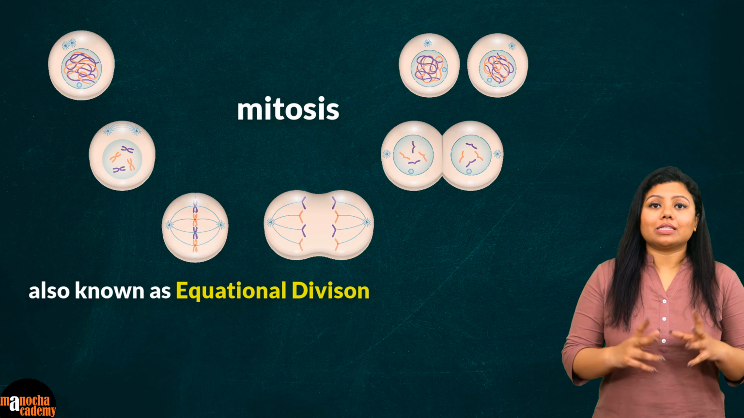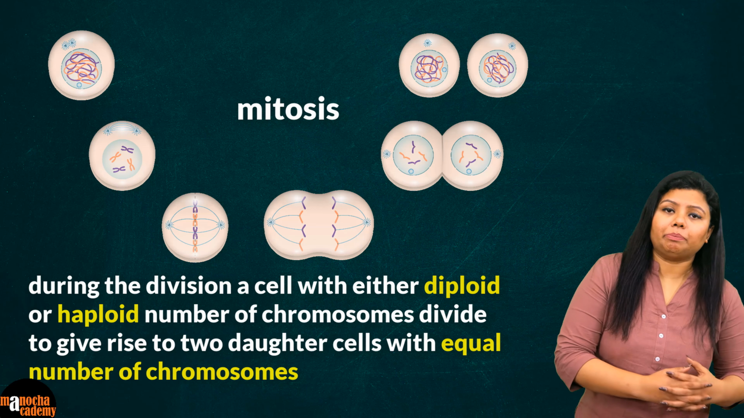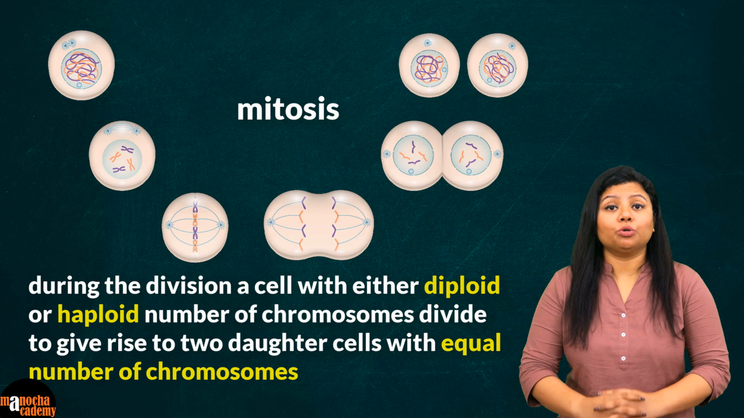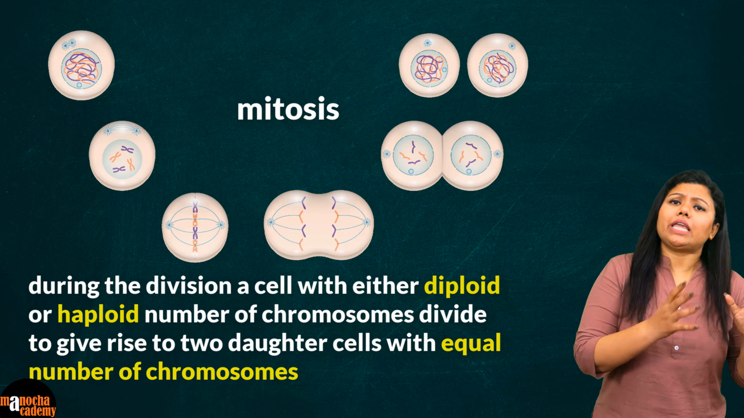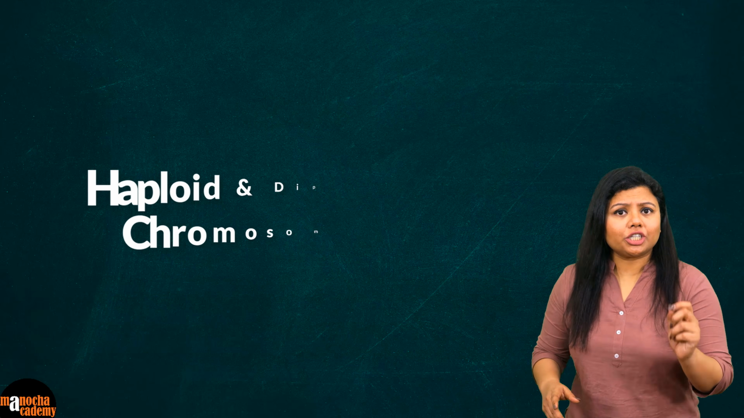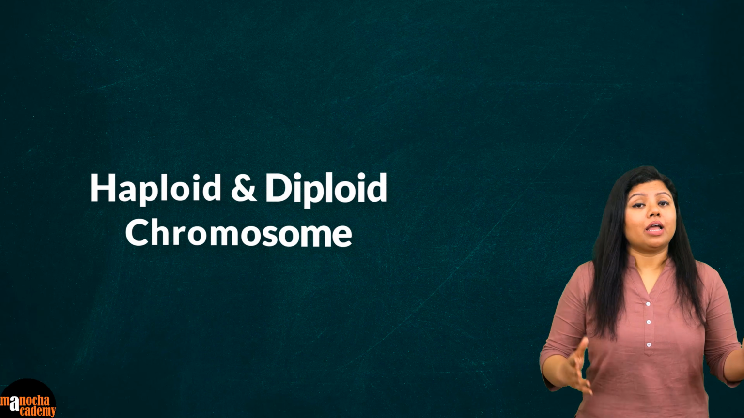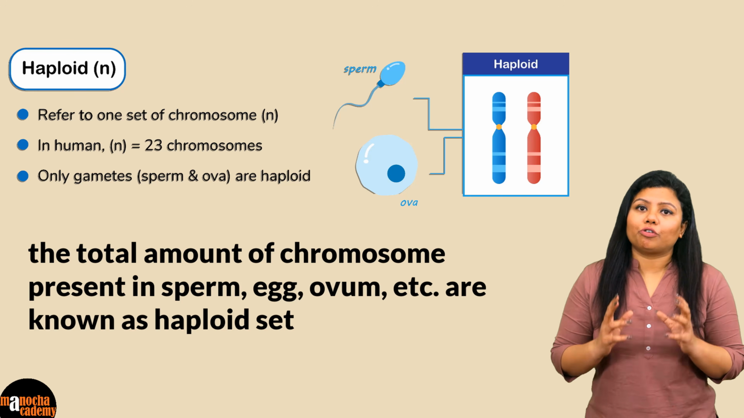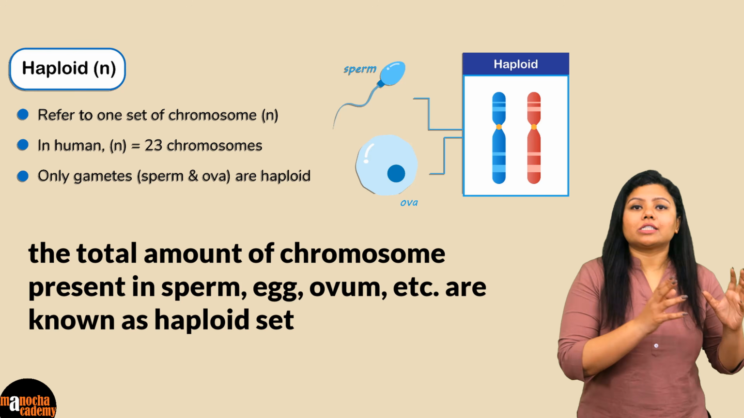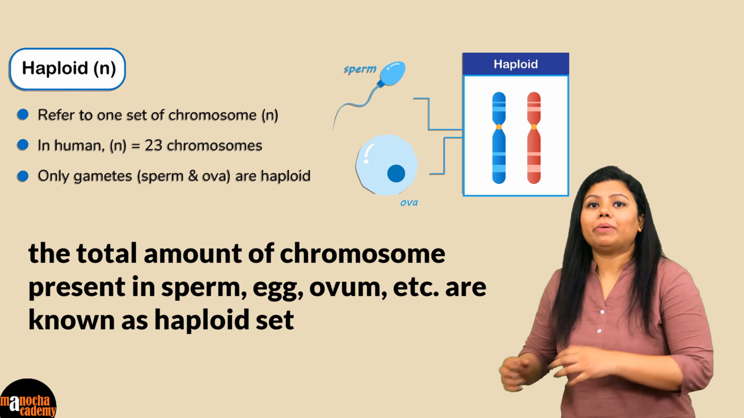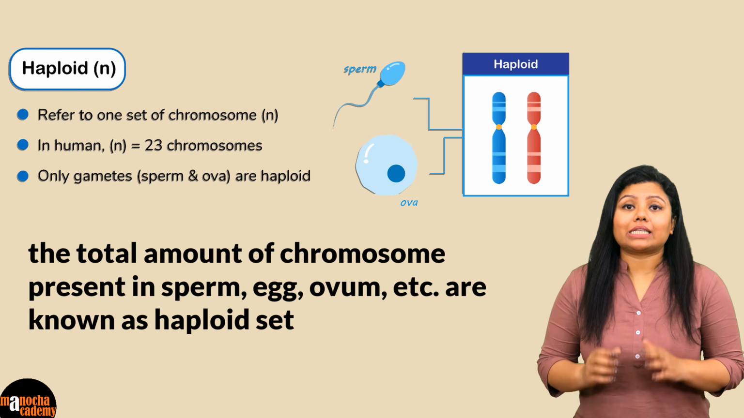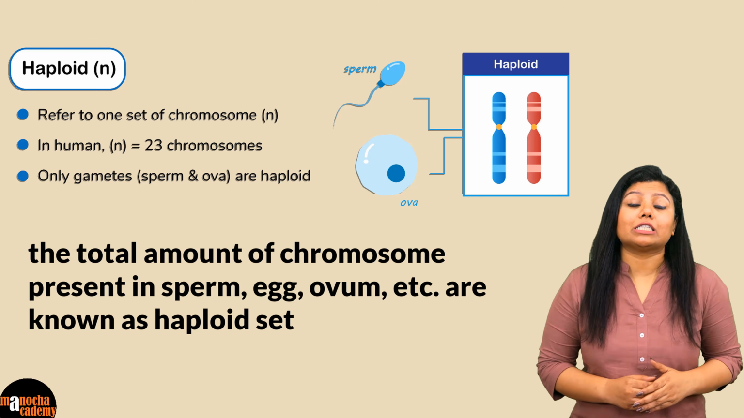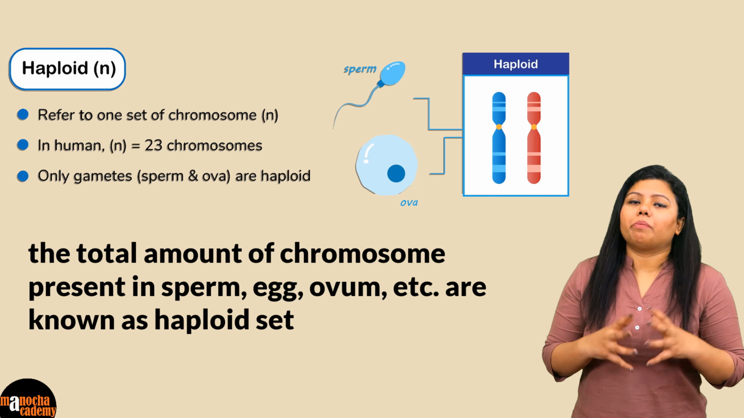During mitosis, a cell which has either diploid or haploid number of chromosomes divides to give rise to two daughter cells with equal number of chromosomes. Just to remind you here, what are haploid and diploid number of chromosomes? The total amount of chromosome present in the sperm, egg, ovum, etc., is known as the haploid set. It is basically half the amount of chromosome that is present in a total cell of our body.